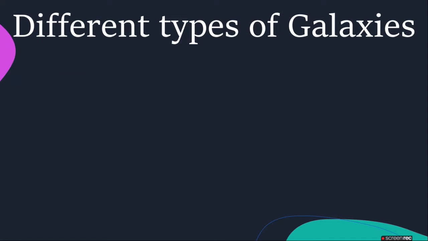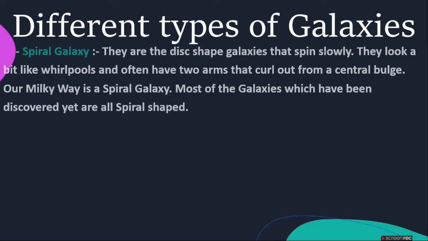Different types of galaxies. First, spiral galaxy. They are the disc-shaped galaxies that spin slowly. They look a bit like whirlpools and often have two arms that curl out from a central bulge. Our Milky Way is a spiral galaxy. Most of the galaxies which have been discovered yet are spiral shaped.